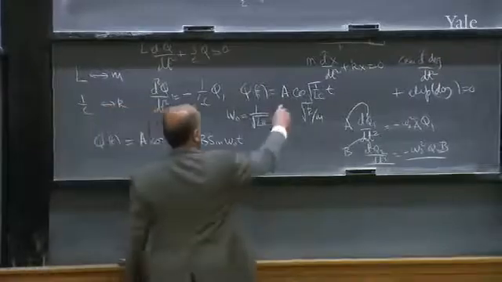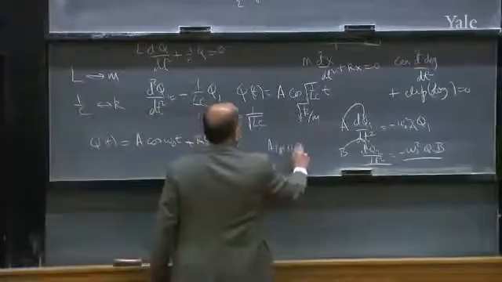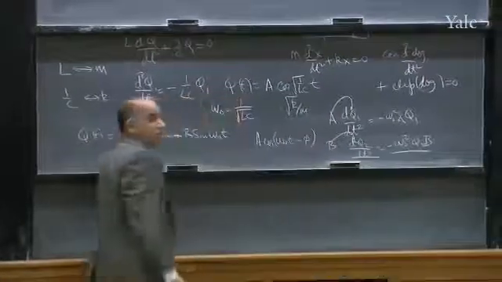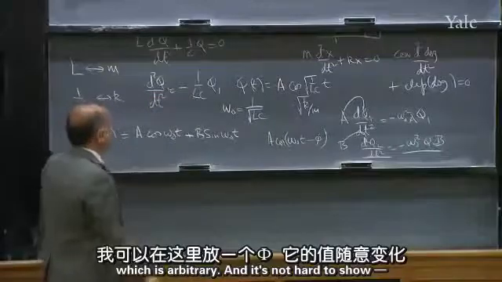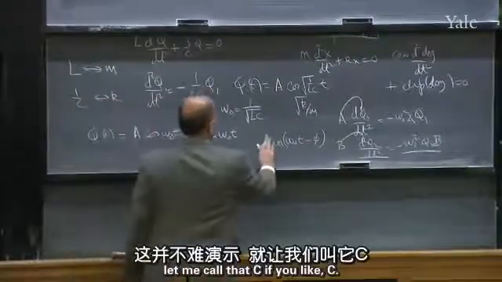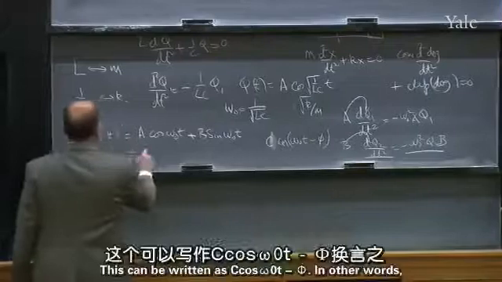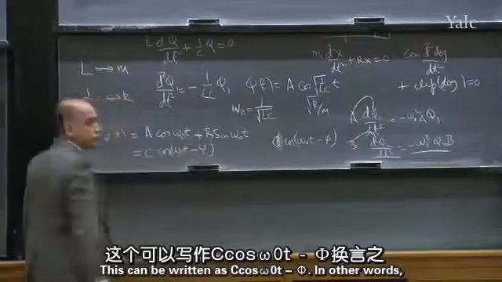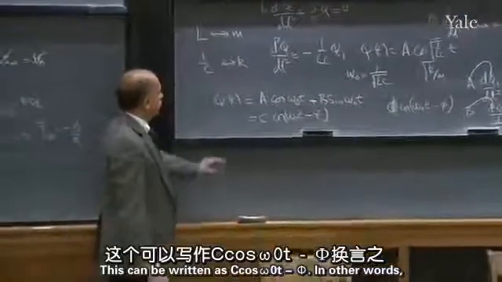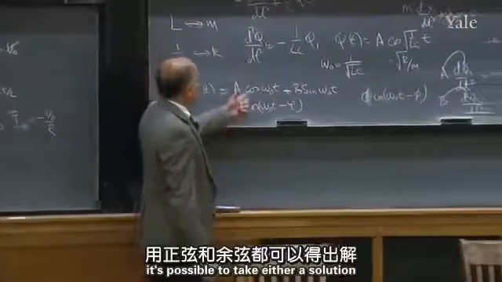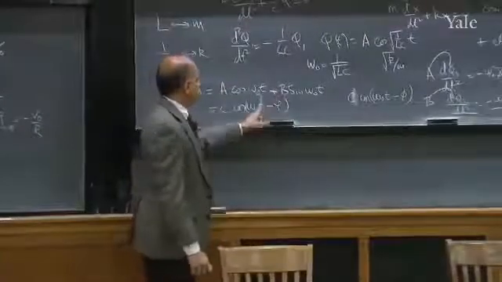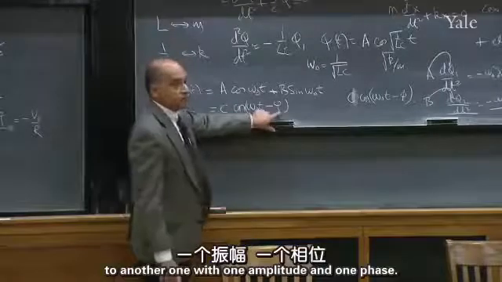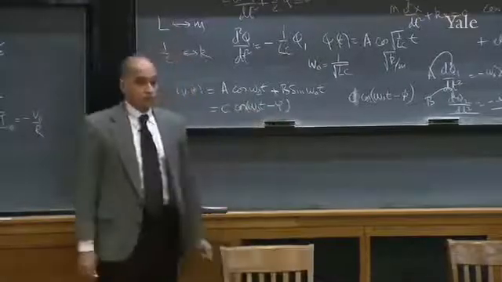And you can ask, why did you write a cosine omega naught t? First of all, that's not a good solution. I can put a phi there, which is arbitrary. And it's not hard to show. Let me call that c. This can be written as c cosine omega naught t minus phi. In other words, it's possible to take a solution with a cosine and a sine with no extra phases inside to another one with one amplitude and one phase. That phase is the delay in the cosine.